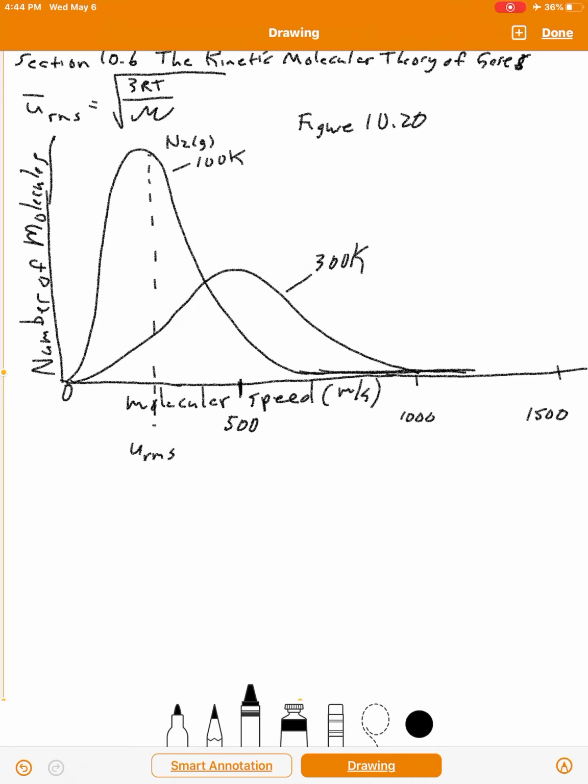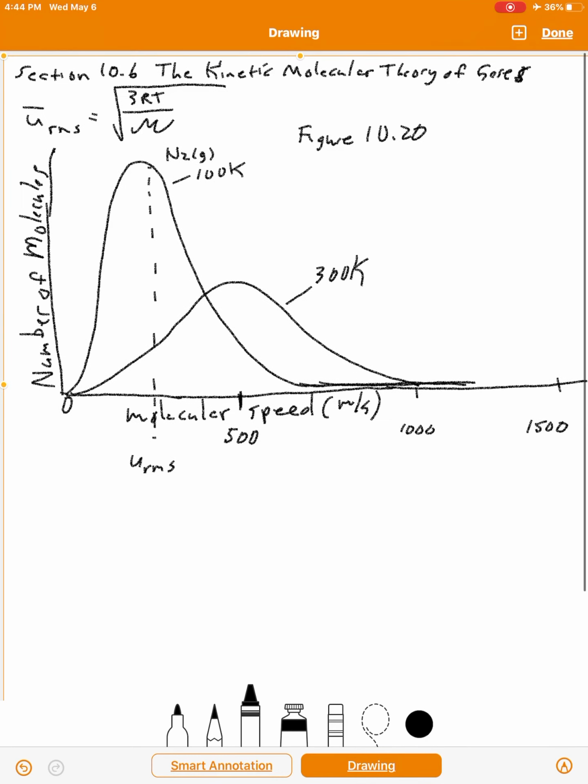There's your 300 Kelvin. Look what happened to the distribution. The mean is now up over here. It's up higher, right? They're moving faster. Now you may notice that it's gotten shorter. The reason it's gotten shorter is that we've spread things out, so they're spread out to higher velocities. There aren't as many moving at any particular speed because they're moving over a wider range of speeds. But they're going faster on average, right? Again, this is your URMS here.